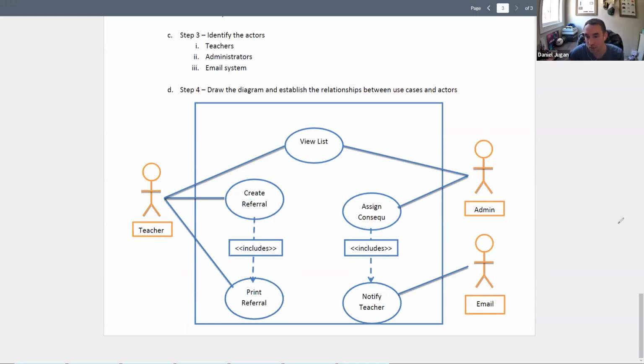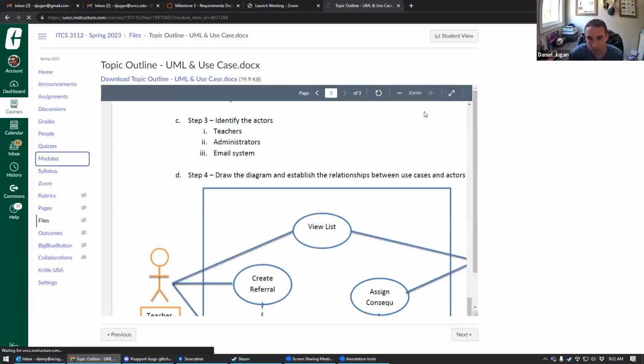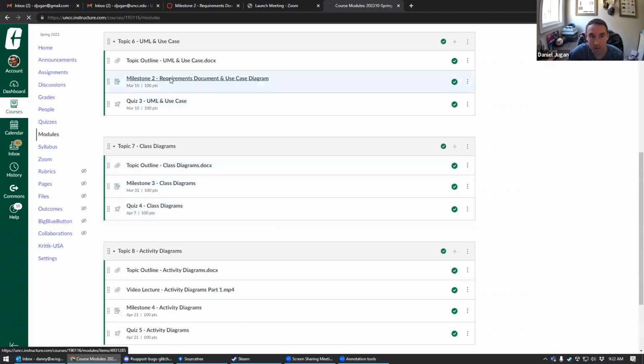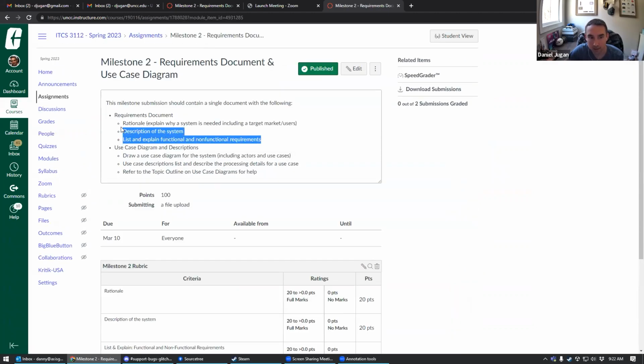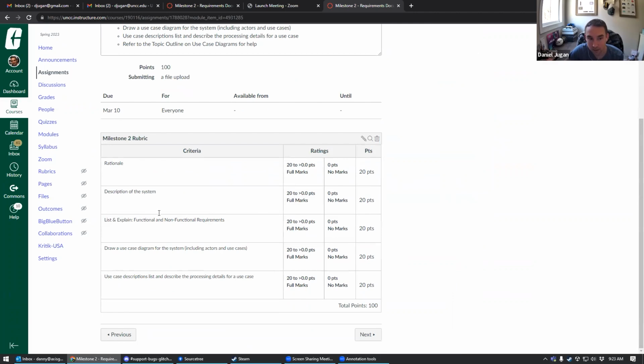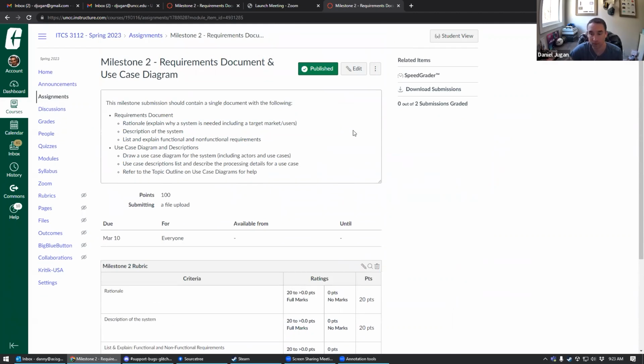All that together constitutes your use case diagram for your system. That plus the requirements document as defined here and here. So you need the rationale, you need a description, and you need a list of functional and non-functional requirements. That makes up your requirements document. So try to be, like I said before, as transparent as possible. Put out the requirements, specifically what we're looking for, so that there are no questions. But if there are, we're happy to help. Okay. Questions for me?